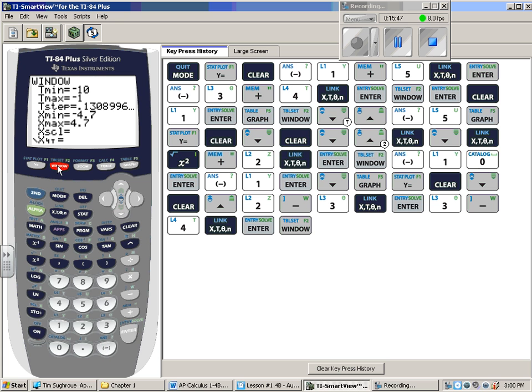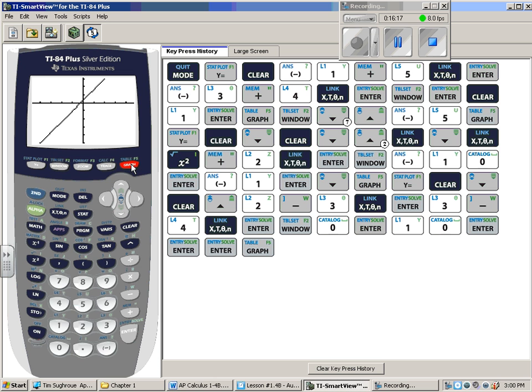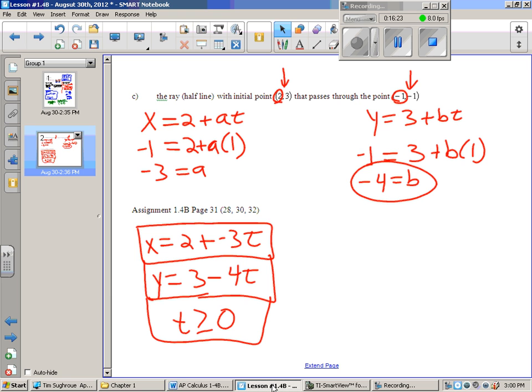So when we set this window, our t min is going to be 0. Our t max is going to be 10. Step 0.13. And we are going to go zoom. Now, we don't have to go zoom. Just hit graph. Okay? Now, notice I made the t max 10. That maybe isn't enough. I may have to go further than that. But let's see. We graph this. It is supposed to start at the point 2, 3 and go through the point -1, -1. Well, it doesn't look good. Let's go back and take a look.